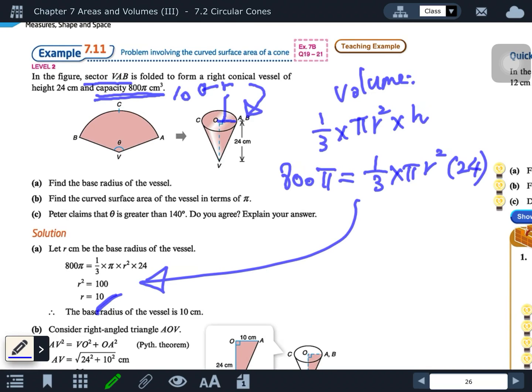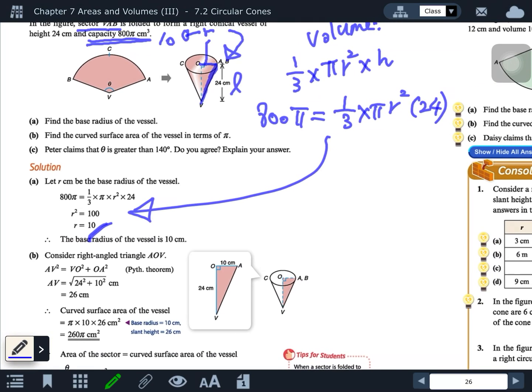Okay, then remember we are using the slant height to find the curved surface area. Therefore, we use the Pythagoras theorem again. This is 10, this is 24. We can use Pythagoras theorem just like 7.10. You will see the slant height is 26 actually. Therefore, you can find the curved surface area by pi r l. Pi times r of 10, and the l we just calculated is 26, so 260 pi.